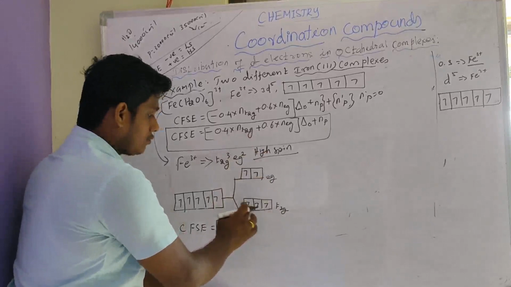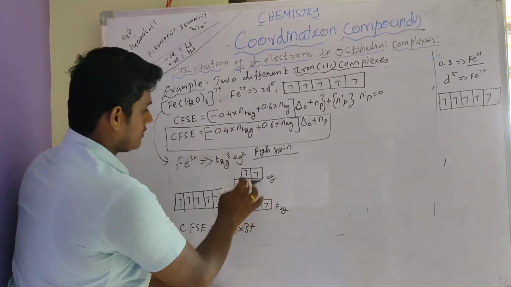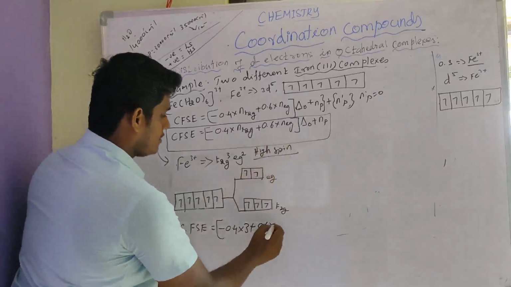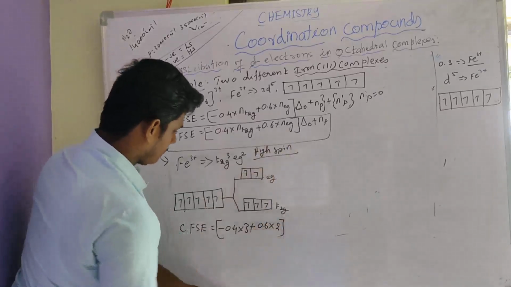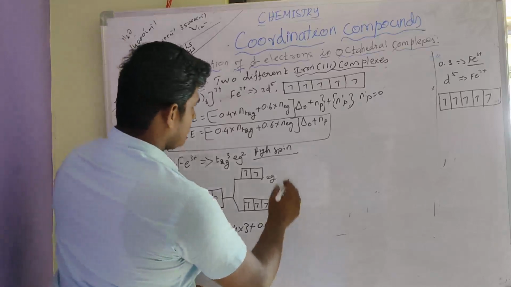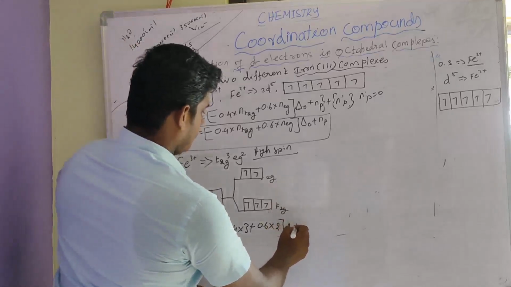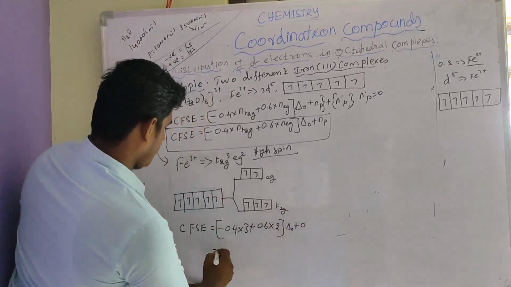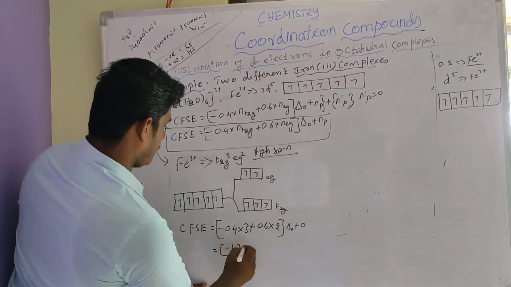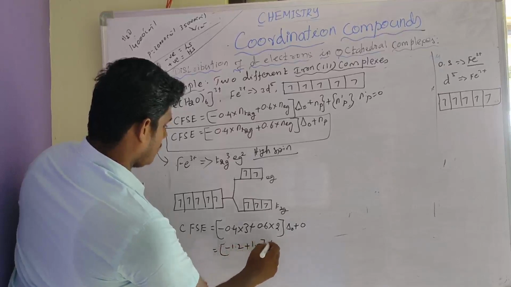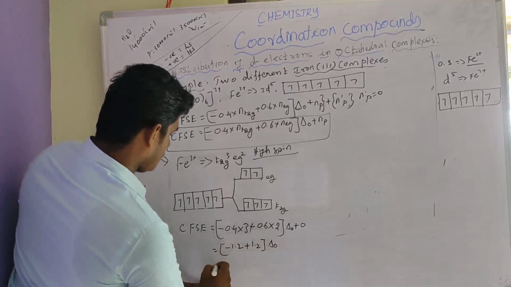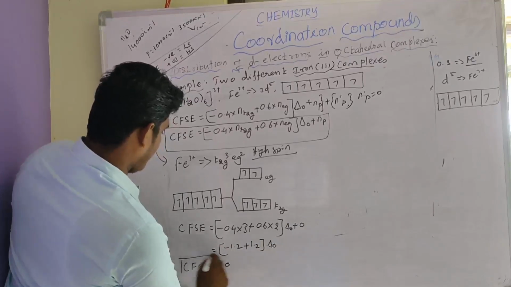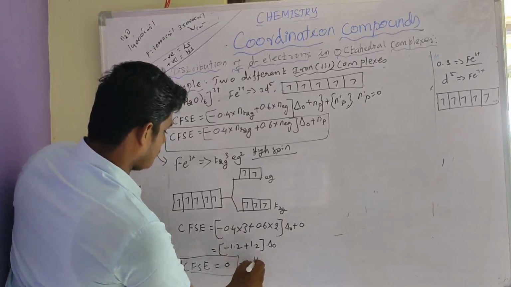Now calculating crystal field stabilization energy equals minus 0.4 times the number of electrons in the t2g orbital level, 3, plus 0.6 times the number of electrons in the eg level, 2, plus pairing energy, 0. So minus 1.2 plus 1.2 delta naught, which is also 0. So the crystal field stabilization energy for the high spin complex is 0.